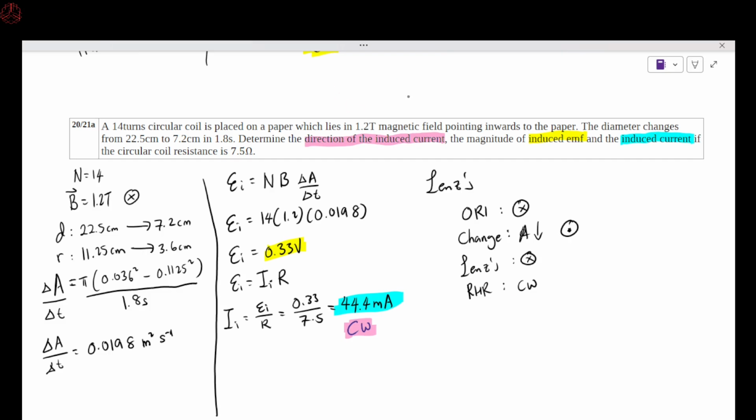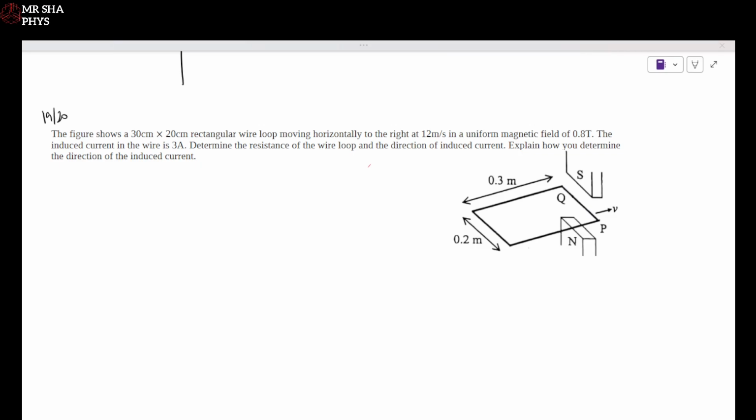Okay, all right, so let's move on to the next question. Okay, so we are on the third question. This is going to be a question from 1920. Right off the back, we can see that this question is a question on straight conductor.